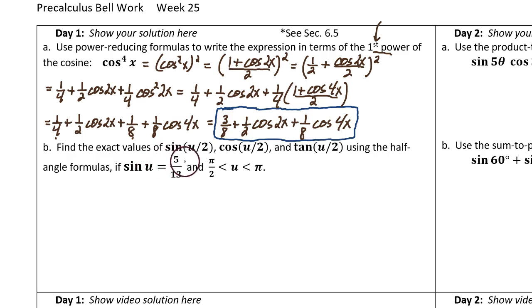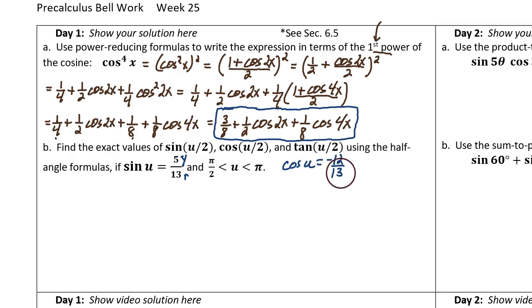So if sine of U is 5/13, that means that y is 5 and r is 13. And with the Pythagorean theorem, I can get that the x is either a 12 or a -12. Now we're told that angle U is in quadrant number 2. That means that x is a negative number. And so the cosine of U is equal to -12 over 13.